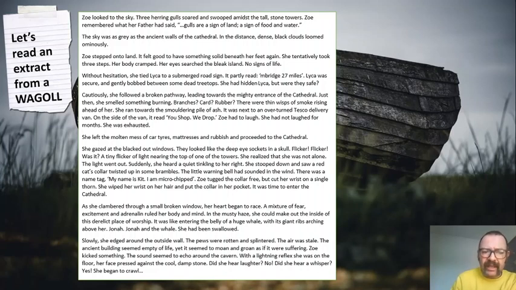There was a name tag. My name is Kit. I am microchipped. Zoe tugged the collar free, but cut her wrist on a single thorn. She wiped her wrist on her hair and put the collar in her pocket. It was time to enter the cathedral. As she clambered through a small broken window, her heart began to race. A mixture of fear, excitement, and adrenaline ruled her body and mind.